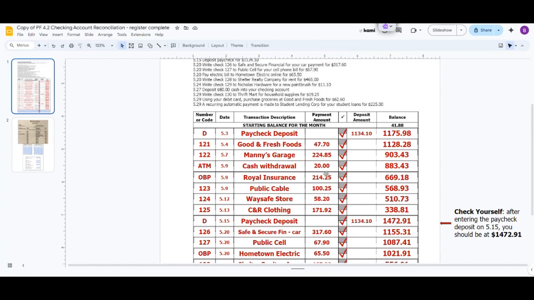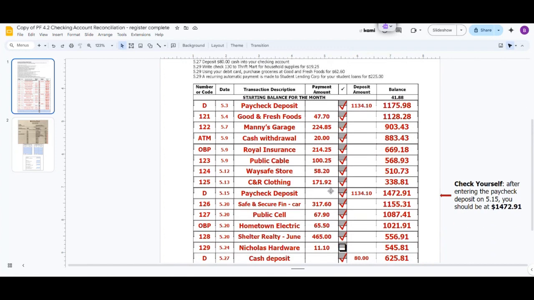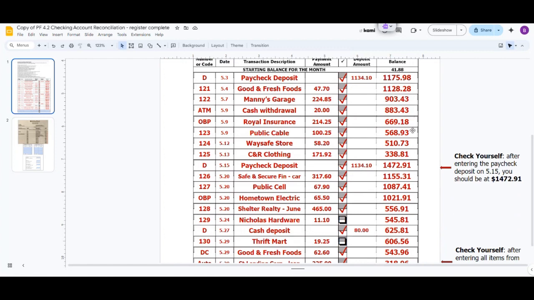Then we have a bunch of deductions and payments. So each one of these is subtracting out of the amount that we have available to us. So check 121 from 4770 took that 4770 out, taking us down to 1128.28. We wrote a check in Manny's garage for 224.85. We subtract that money out to 903.43, and so on.